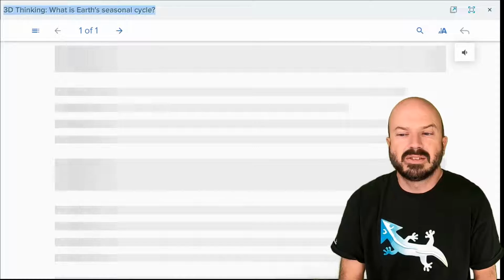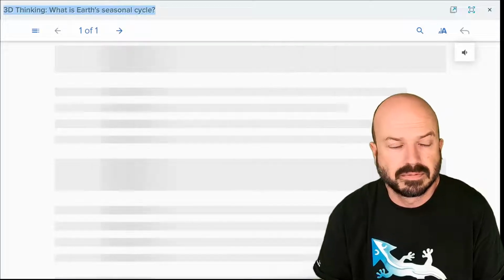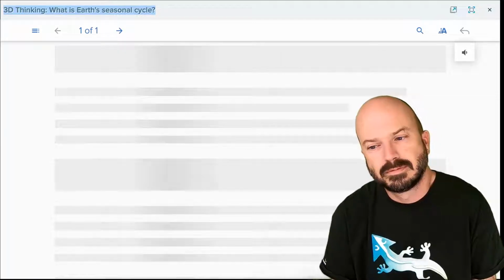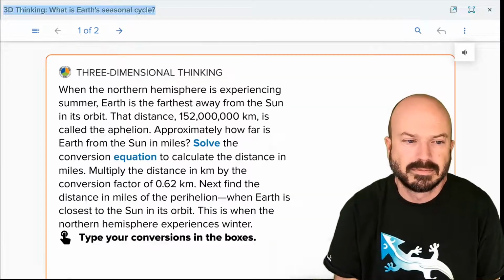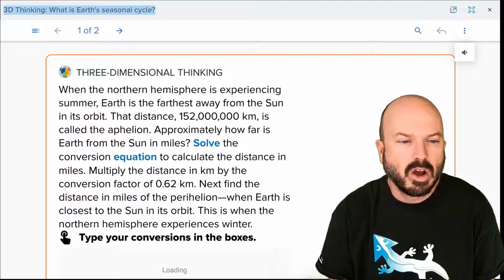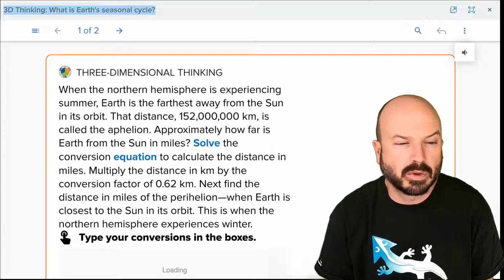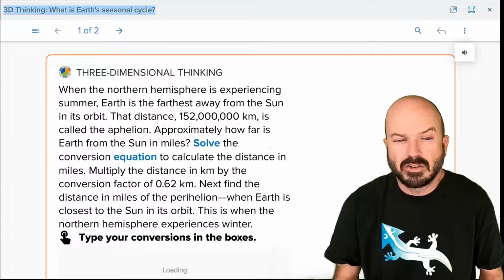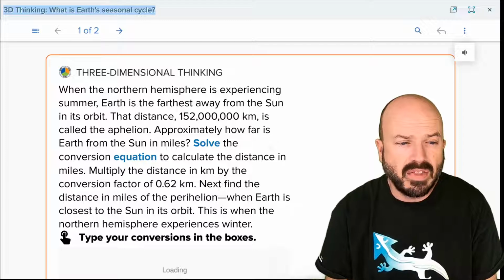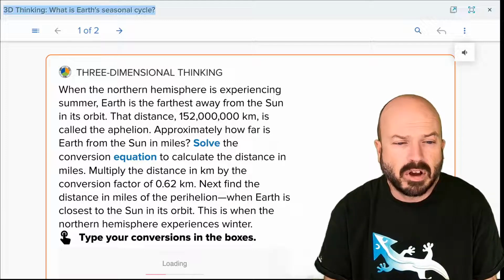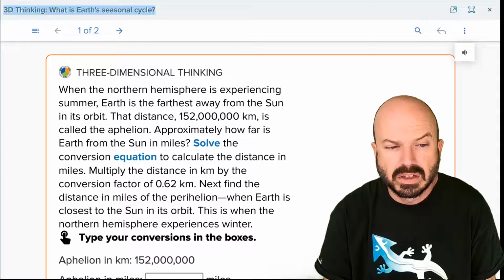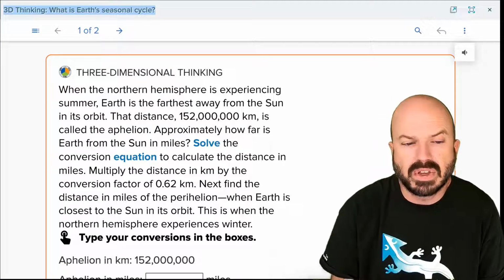What is Earth's seasonal cycle? Okay, when the northern hemisphere is experiencing summer, Earth is the furthest away from the sun in its orbit. That distance is 152 million kilometers, and that's called the aphelion. Approximately how far from the Earth is the sun in miles? Let's see if we can convert this.